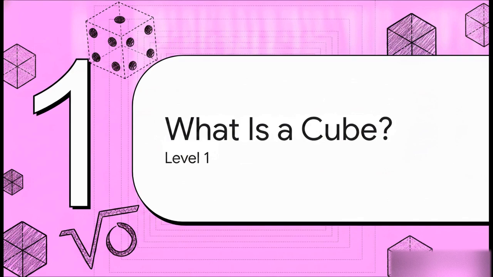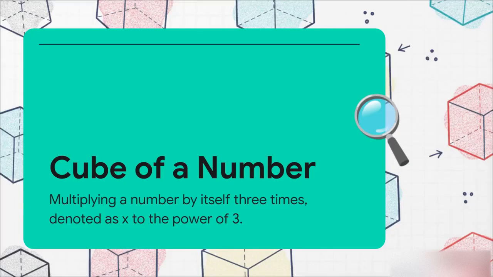What exactly is a cube? Okay, so in mathematics, cubing a number literally just means multiplying it by itself 3 times. We denote this as x to the power of 3. So if we take a number, let's say 7, and we want to find its cube, we absolutely do not multiply 7 by 3. No way. Instead, we multiply 7 times 7 times 7, which gives us 343. It's just the same number repeating 3 times.